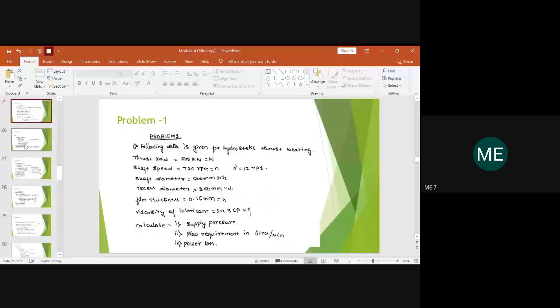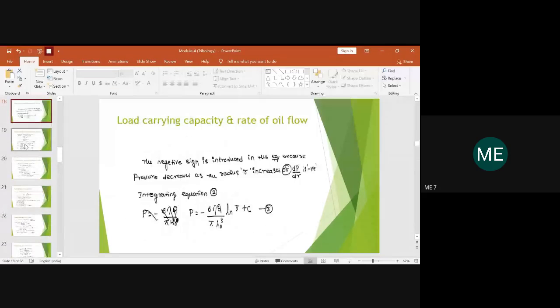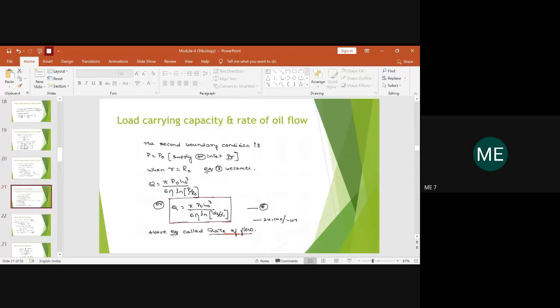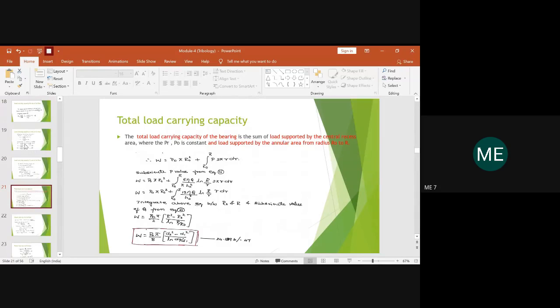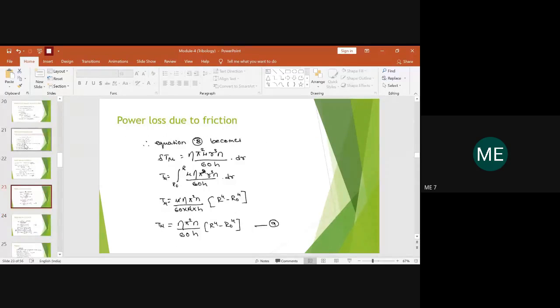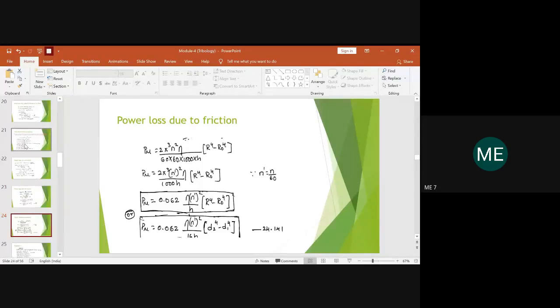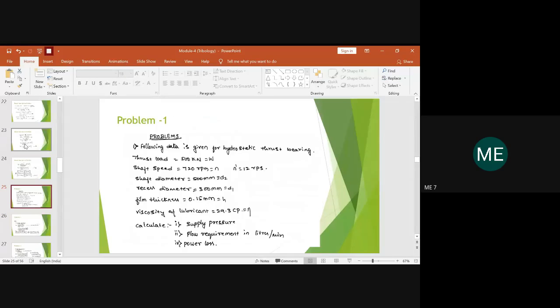We had derived three equations basically: one is the load carrying capacity, the rate of oil flow, as well as the power loss. These are the only three categories of problems you come across in solving problems on hydrostatic bearings. We solved around 4 numericals related to these equations, right? It is a very simple problem.